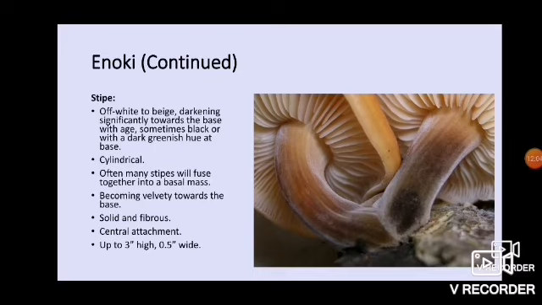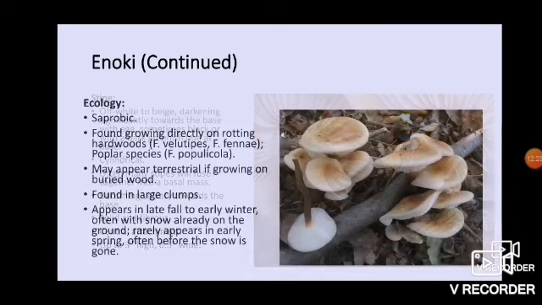As well, since this often grows out the side of wood, it will curve upwards as the caps try to reach the sun or the sunlight. The stipes are velvety at the base, and that sometimes disappears with age. They are solid and fibrous, and they form a central attachment to the cap. And they grow up to about 3 inches high and a half-inch wide at most.